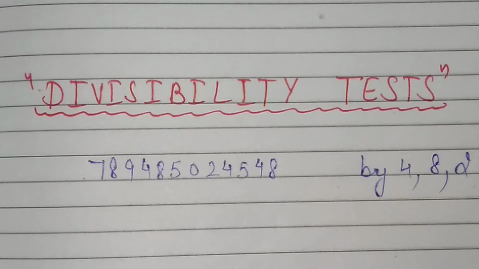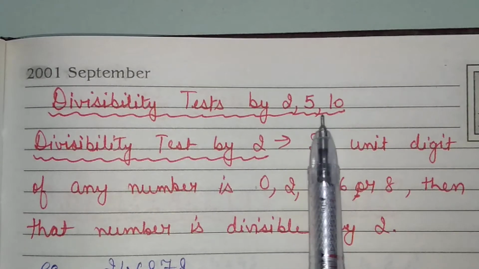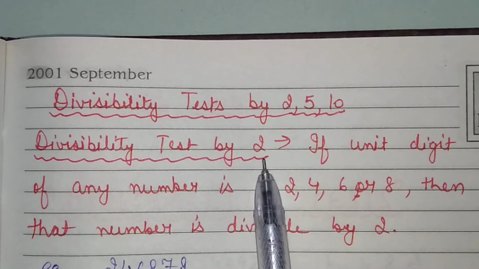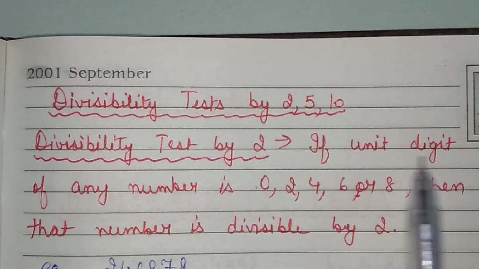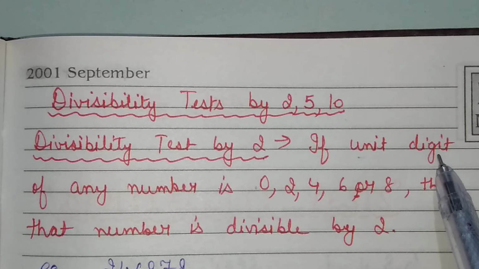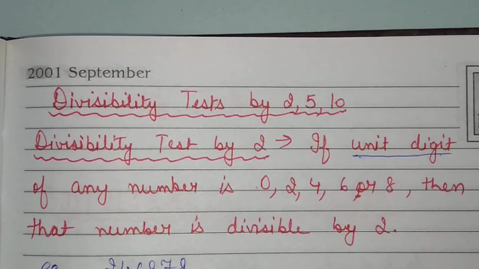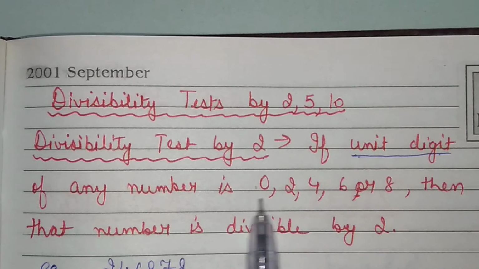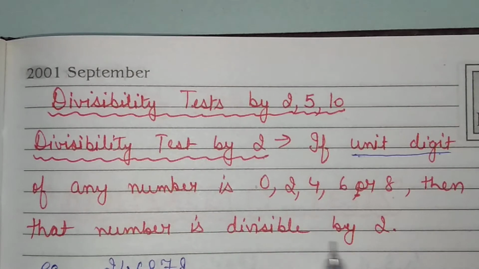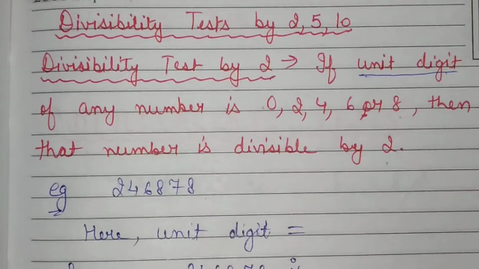Let us start. First we shall understand divisibility tests by 2, 5 or 10. Now divisibility test by 2, very simple and easy. If the unit digit of any number, now what does this mean? Unit digit means the last digit of the number. If the unit digit of any number is 0, 2, 4, 6 or 8, then that number will be divisible by 2. Very simple method. Now let us understand by taking one example.